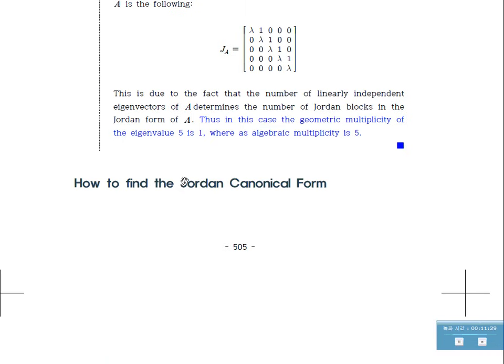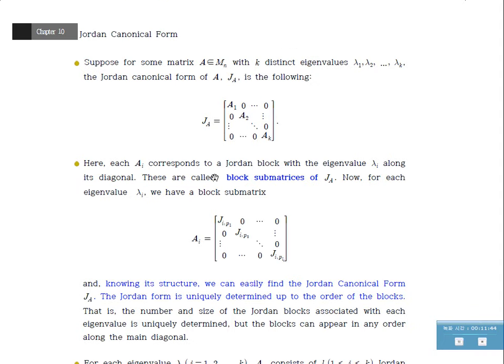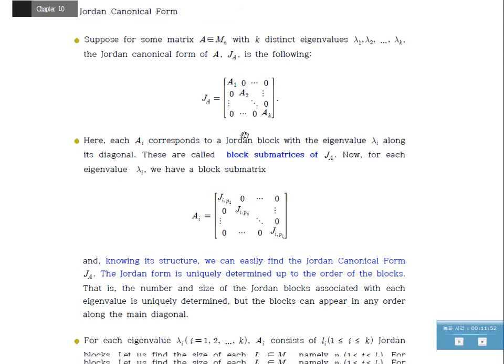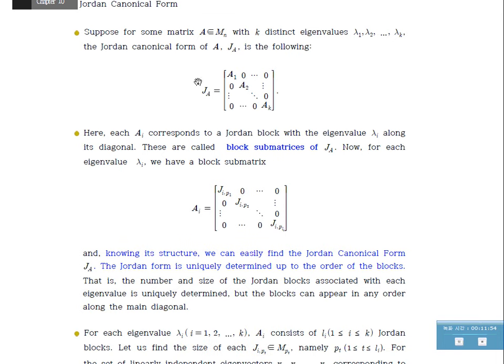Okay, then how to find the Jordan canonical form? I have to show you. We have 5 minutes left here, so I will go briefly through the proof and introduce the theorem. For a given matrix A, we can have a Jordan canonical form like this, for the corresponding eigenvalues lambda 1, lambda 2 and lambda 3. Each Ai corresponds to the Jordan blocks with the eigenvalue lambda i along its diagonal. So if we can find A1, A2 and Ak, then we can easily find JA. So now we can concentrate on finding the Ais.